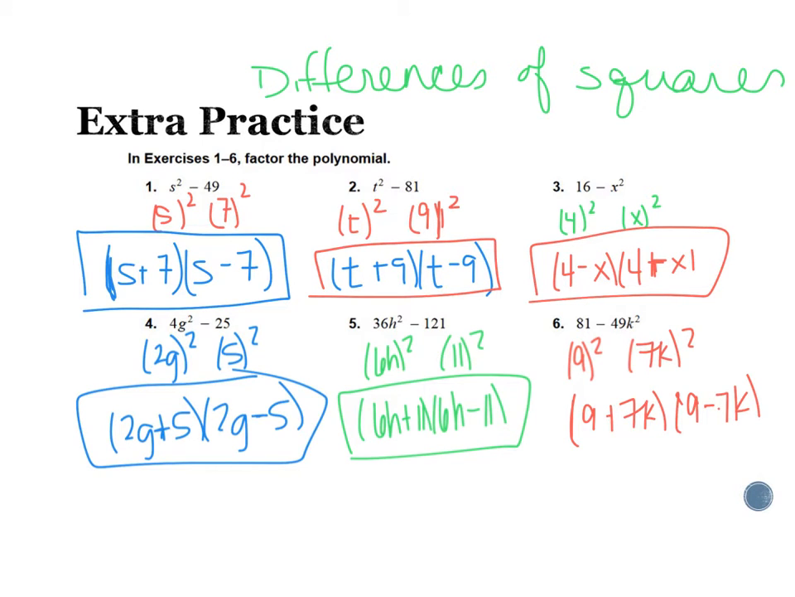So hopefully you found out what each one squared was. Like 4g squared is 2g all squared. Okay, so when you separate them, 2g and 2g, plus 5 and minus 5 to make your conjugates. 36h squared is 6h that's being squared, so you have 6h plus 11 and 6h minus 11. And this is another one that's kind of backwards, and just leave it in that order. So 9 squared makes 81. 7k squared is what makes 49k squared. So you got 9 plus 7k and 9 minus 7k. So that's differences of squares.